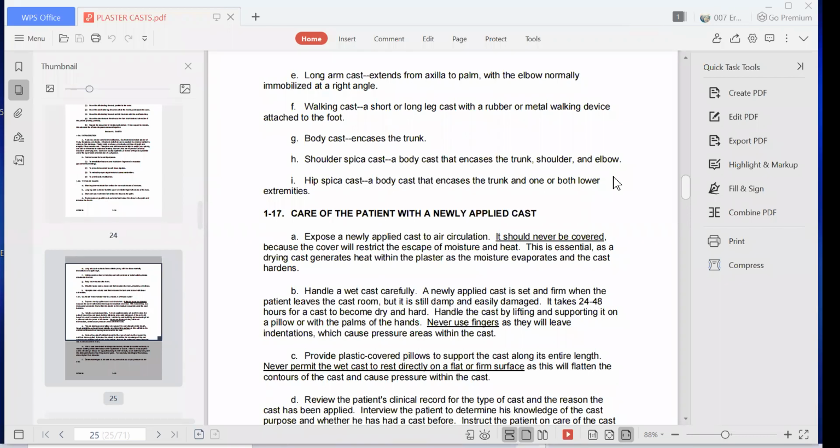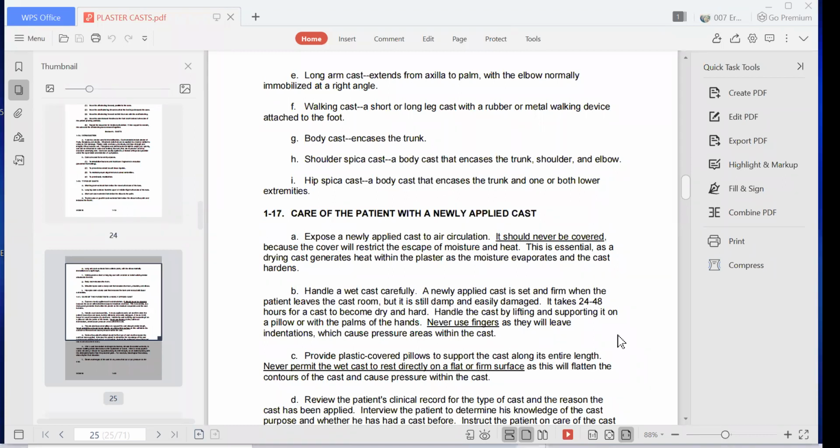It should never be covered, because the cover will restrict the escape of moisture and heat, and this is essential as a drying cast generates heat within the plaster as the moisture evaporates and the cast hardens. The sooner the cast hardens, the sooner the healing process of the underlying fracture fragments will start. Handle a wet cast carefully. If at all the cast is newly applied, at that time also it will be wet. So you have to handle it in a very careful manner.